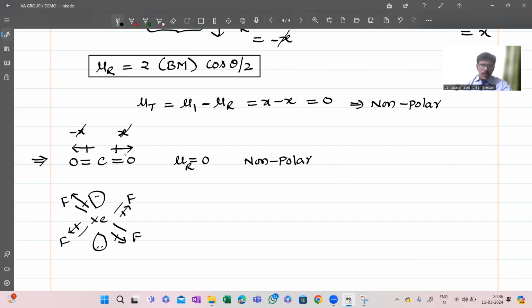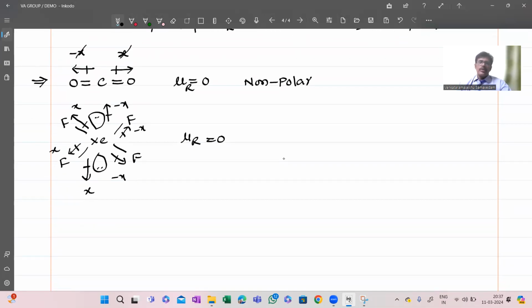You see, both fluorine atoms are opposite. If I take one as X, the other is minus X, and the lone pair also causes bond moment or polarity in the electron density. If I take it as X, the opposite direction we can take as minus X. All will be cancelled. Here also mu resultant is equal to 0. Like that, so many molecules we can explain.